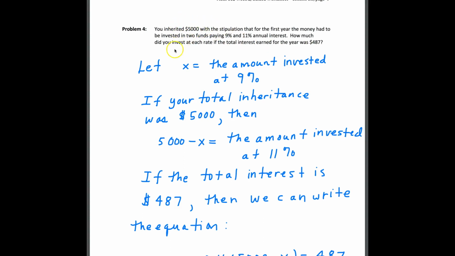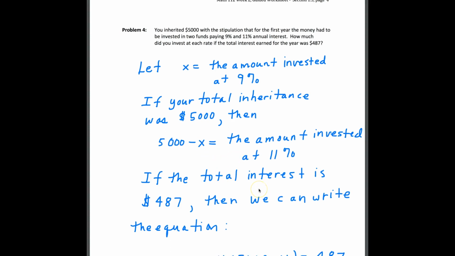So we have $5,000. We have to split this into two parts, but they're not equal parts. So let x be the amount invested at 9%. If it was $500, then the amount invested at 11% would be 5,000 minus 500. Here, since we're not sure what x is, it's a variable amount, the amount invested at 11% would be 5,000 minus x.